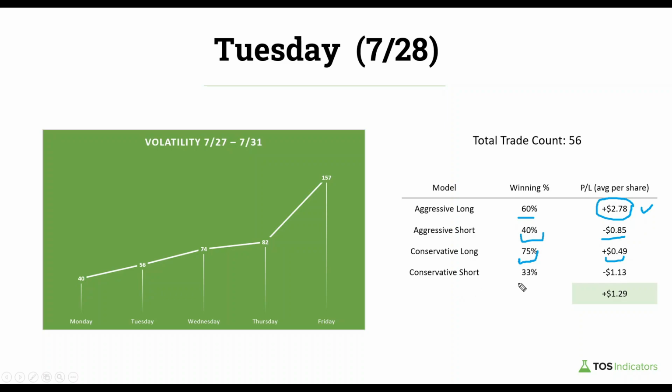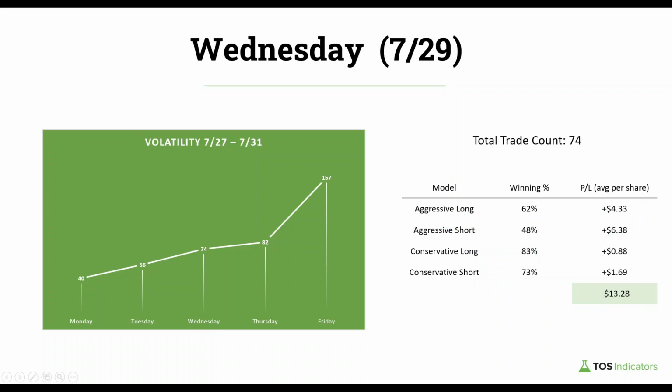49 cents per share here. And then our conservative short, again, didn't work out. So what should stand out here is both shorts really didn't work out on Tuesday, and Tuesday was just not a good day to short. Despite that, however, even with our long opportunities, we ended the day positive, and that too more positive than Monday, for a positive $1.29 per share per trade taken. That's sort of the expectancy that you would look at.